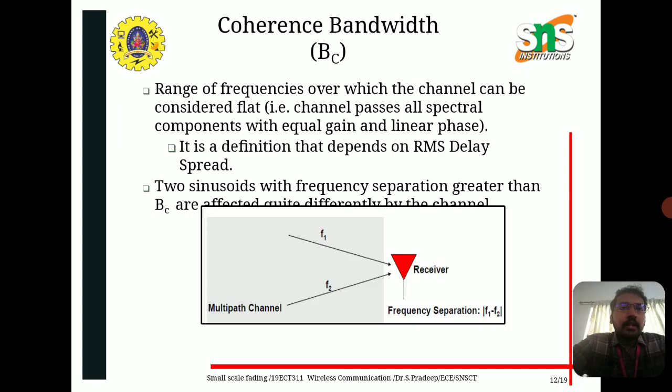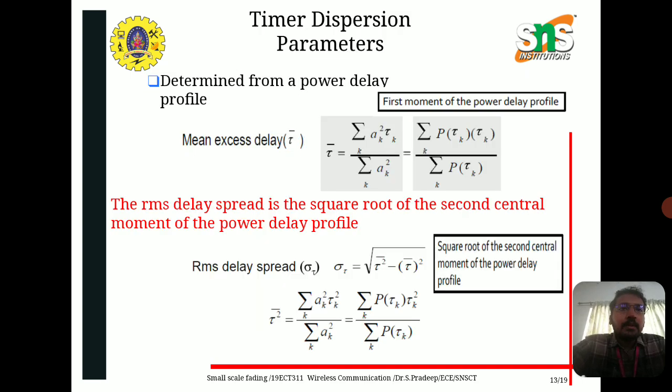The coherence bandwidth is a range of frequencies over which the channel can be considered flat. It is a definition that depends on RMS delay spread. Two sinusoids with frequency separation greater than Bc are affected quite differently by the channel. Time dispersion parameters are determined from a power delay profile. The RMS delay spread is the square root of the second central moment of the power delay profile and is given in this equation.